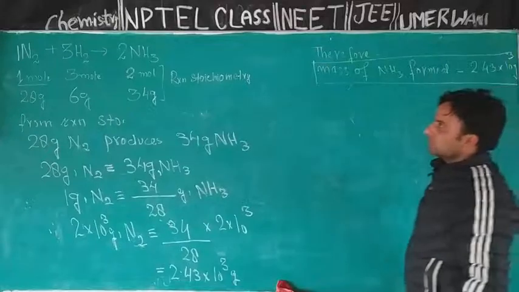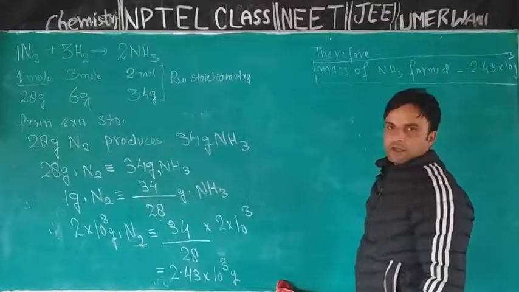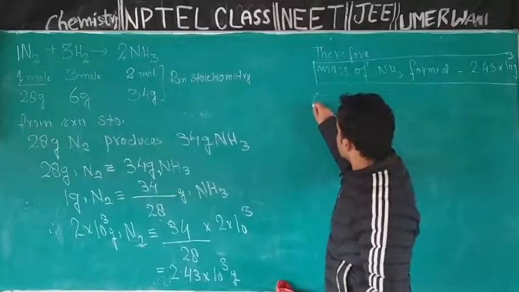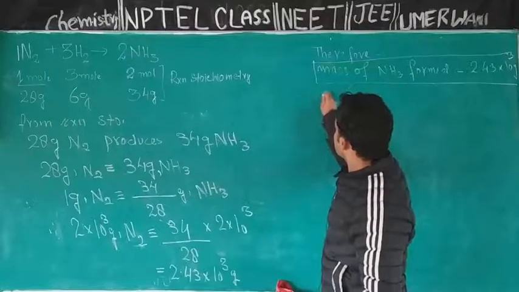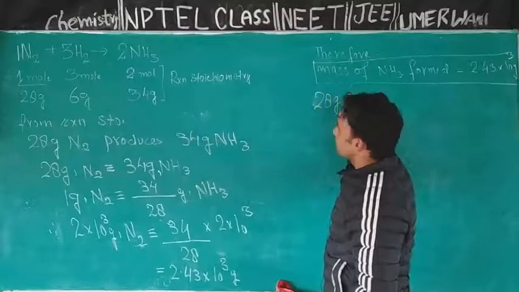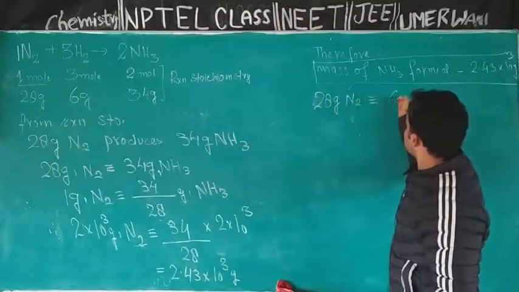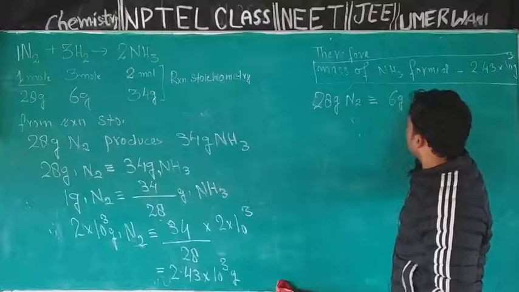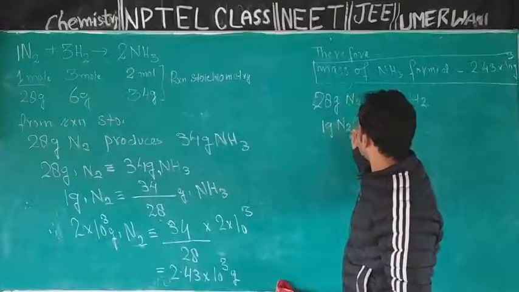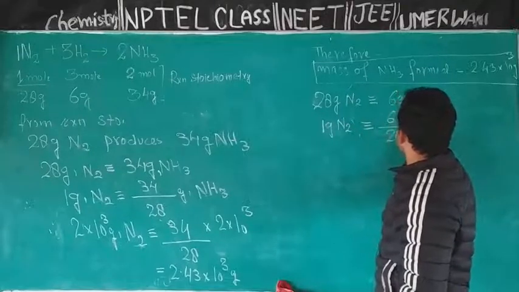Now I have to determine how much mass of hydrogen will react and remain unreacted. Here again limiting reagent will guide me. 28 gram nitrogen reacts with 6 gram hydrogen. 1 gram nitrogen will react with 6 by 28 gram hydrogen.